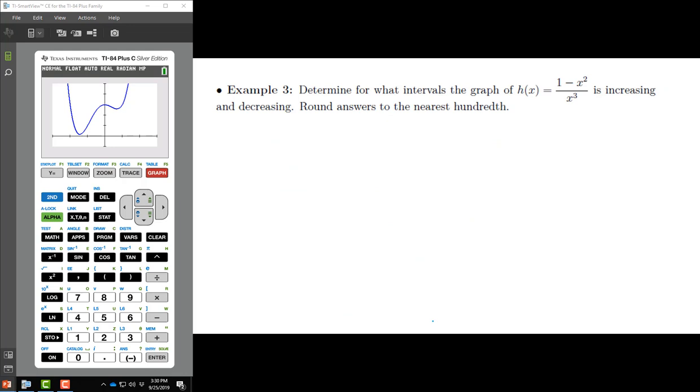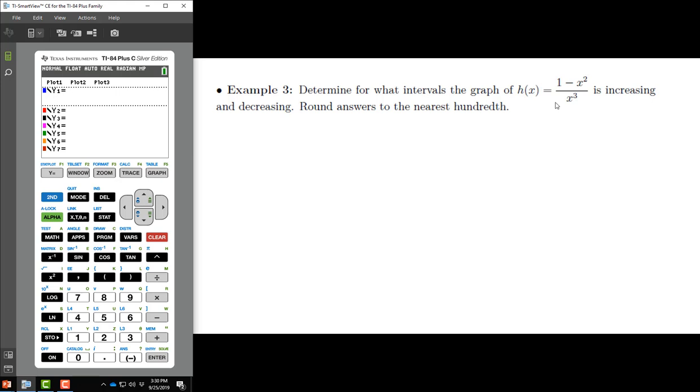All right, one last example here. We're going to look at this function now and look at the intervals of increasing and decreasing. We're not going to do the concave up and concave down for this one. So let's go to our y equals menu and erase our old function. Now I'm going to type this into y1, but let's understand that anytime we have multiple terms that we want to divide by something, we need to put those multiple terms in parentheses. So I'm going to start with parenthesis 1 minus x squared divided by x cubed. Make sure those are in parentheses.